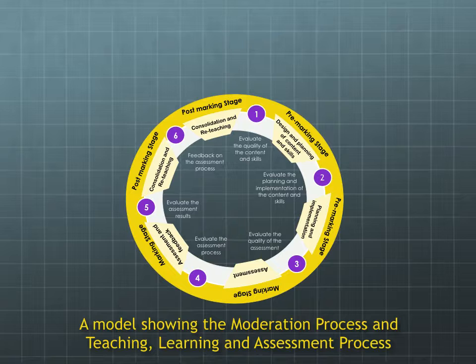Now, those yellow blocks, shaded in between the inside and outside, are the different stages in the teaching and learning process. So you'll see it directly correlates with the assessment process and the moderation process. For example, during the pre-marking stage in assessment, you're designing and planning the content and skills, and you're implementing. When you get to the marking stage of the assessment process, in the teaching process, you're assessing and giving feedback. In the post-marking stage, you're consolidating and reteaching and looking at how we can improve. So those three processes are so integrated.